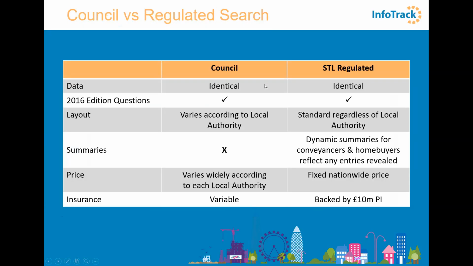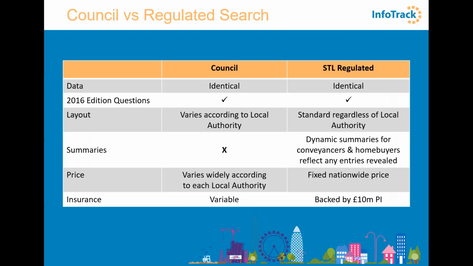And then just one more slide. So this is actually the comparison between the council and a regulated search. So the data that can be found within both searches are identical. They will mirror each other. They're both up to date from the changes made in 2016. The layout does vary per local authority for the council search, but with the regulated, it is a fixed format. Summaries, again, we have that summary for the conveyancers and the home buyers.